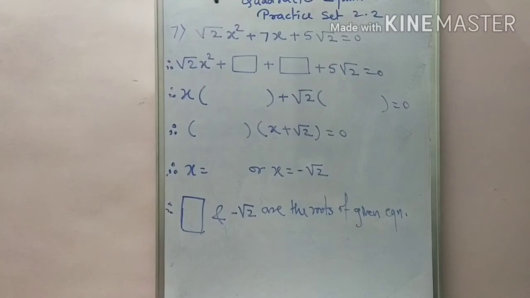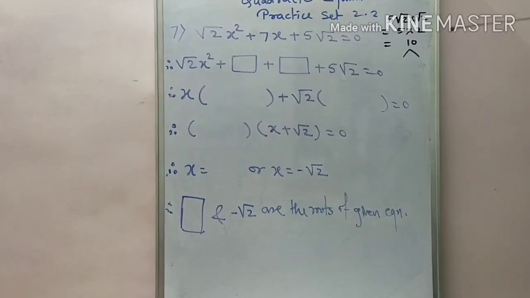Now in the 7th example we have to complete this activity to find the roots of the equation. The equation is √2x² + 7x + 5√2 = 0, and here we give some hints to solve it. The first step is to factorize the product of the two terms. The constant term is 5√2 and the coefficient is √2. We take this product first and factorize it such that on addition we get 7.